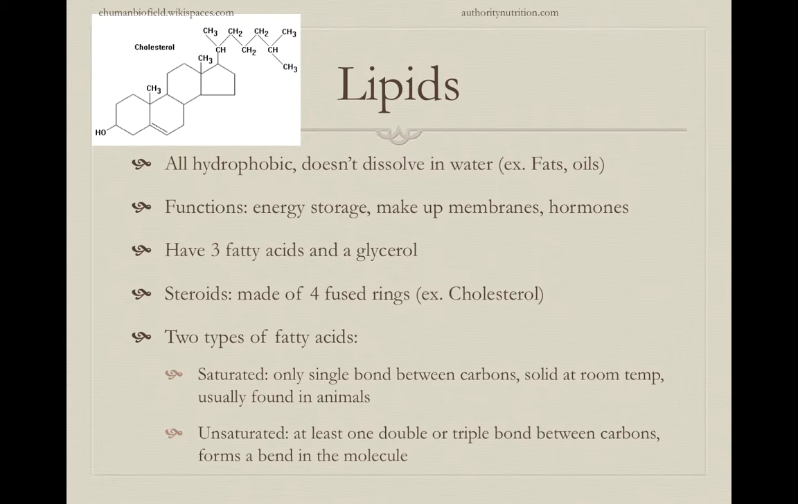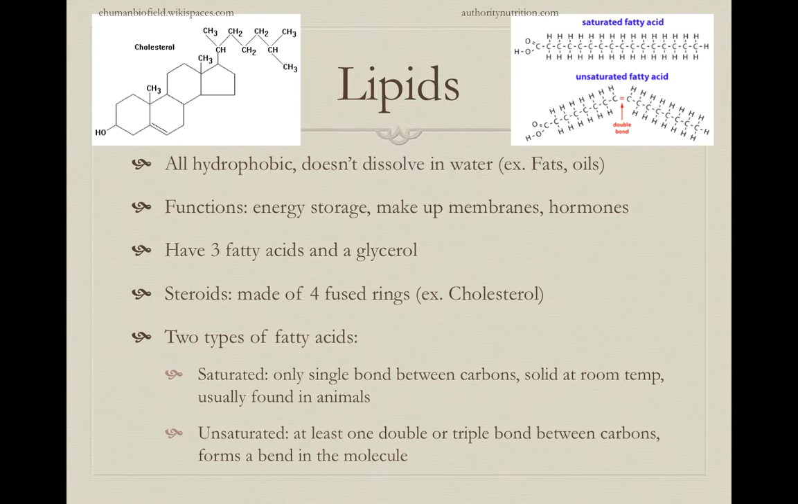So this is cholesterol. This is a steroid. You can see the 4 fused rings. And this is a saturated versus unsaturated fatty acid. So the saturated, you can see, is just a straight line of single carbon bonds, but you see the double bond for the unsaturated fatty acid right there, causing a bend.